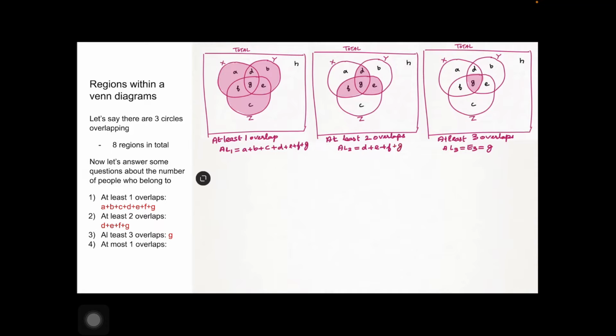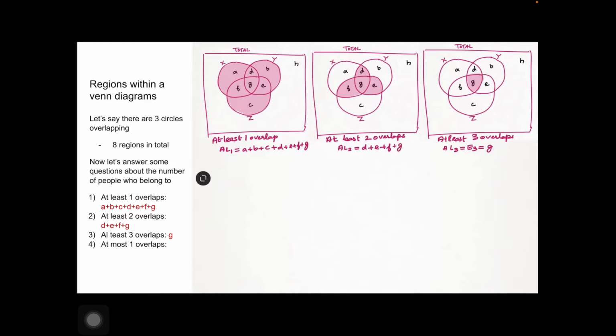So till now what we have seen? We have seen exactly 1 overlapping, 2 overlapping, 3 overlapping, 0 overlapping regions. We have seen at least 1 overlapping, at least 2 overlapping, at least 3 overlapping regions. Why have we not seen at least 0 overlapping regions? Because at least 0 overlapping regions means all the regions including H. At least 0 circle means exactly 0 plus exactly 1 plus exactly 2 plus exactly 3. It's the entire region, all 8 regions.